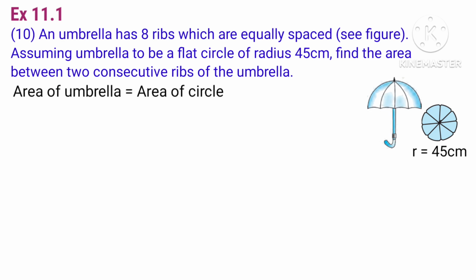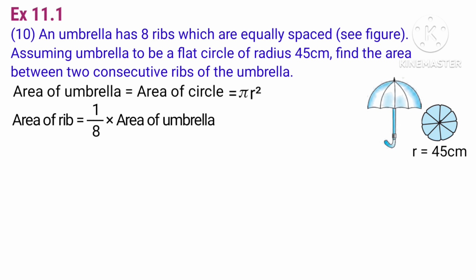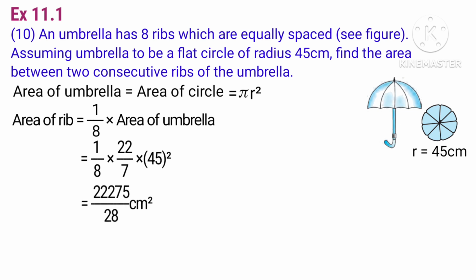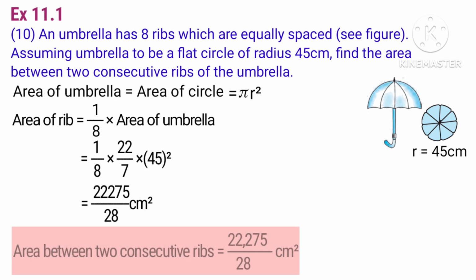Then we need to find the area of a rib. So that is area of rib is equal to 1 by 8 because we have 8 ribs. So that is 1 by 8 into area of umbrella. So area of umbrella is equal to area of circle. So that is area of umbrella is equal to pi r square. So when we substitute, we will get area of rib is equal to 1 by 8 into area of umbrella, that is 1 by 8 into 22 divided by 7 into 45 to the power of whole square. So when we simplify, we will get 22,275 divided by 28 centimeter square. So area between two consecutive ribs is equal to 22,275 divided by 28 centimeter square.